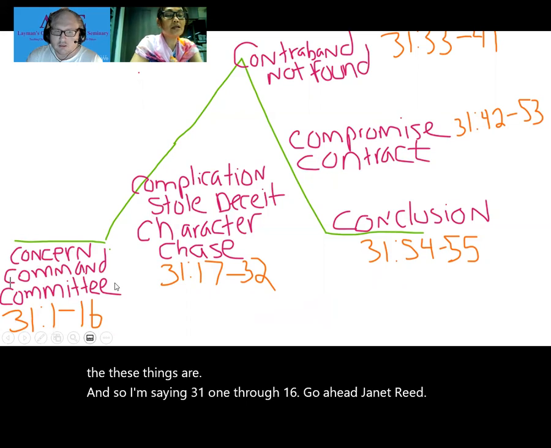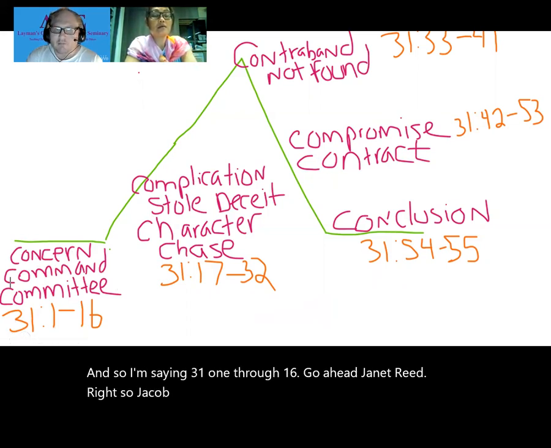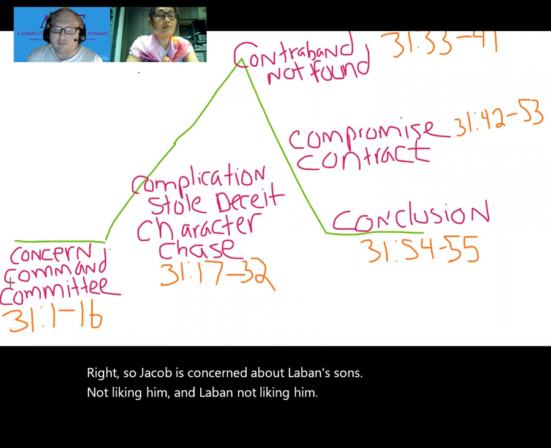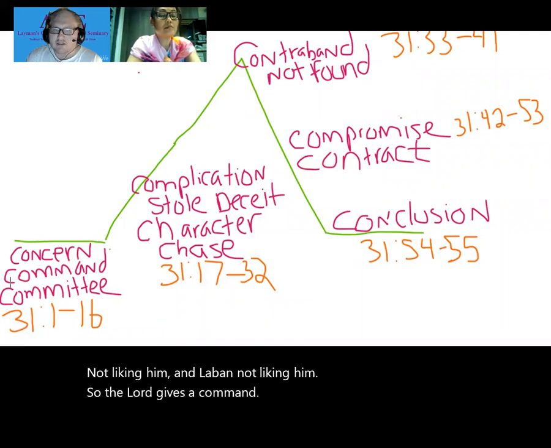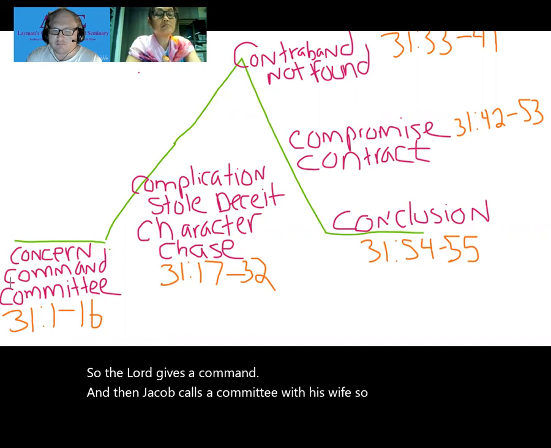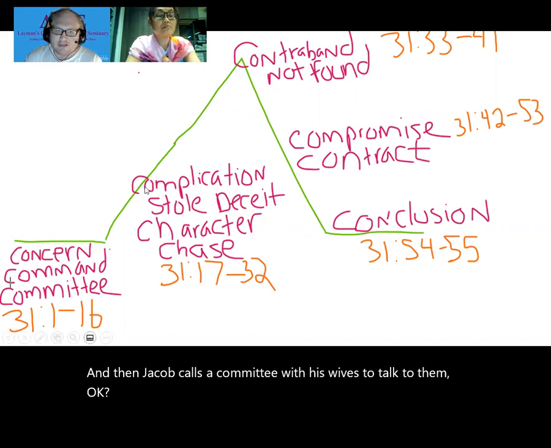Concern, command, committee. Right. So Jacob is concerned about Laban's sons not liking him and Laban not liking him. So the Lord gives a command, and then Jacob calls a committee with his wives to talk to them. Okay. Now read the rising action.